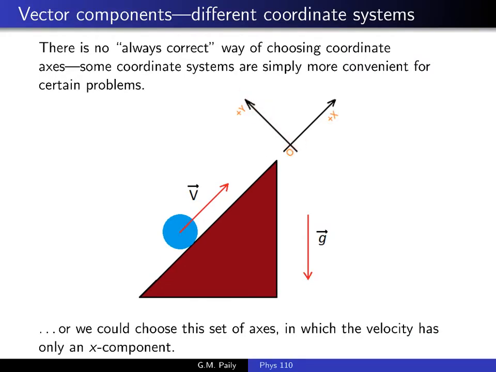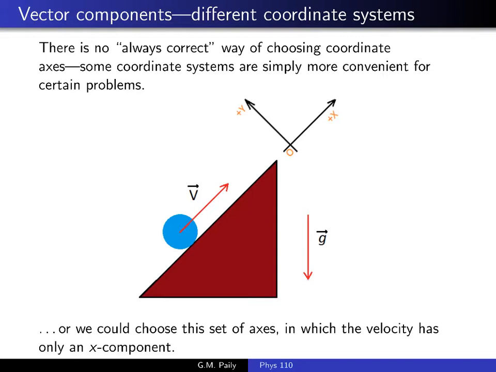However, another choice would be using tilted axes like this. In this case, the acceleration due to gravity would have two components, but the velocity would only have an x component. There is no velocity for this ball in the y direction because it is moving parallel to the slope, which is parallel to the x-axis. As long as it does not leave the slope, as long as it does not bounce up or dig into the slope, then there is no movement in this y direction. There is only movement in this x direction. And so the velocity would only have an x component and no y component.